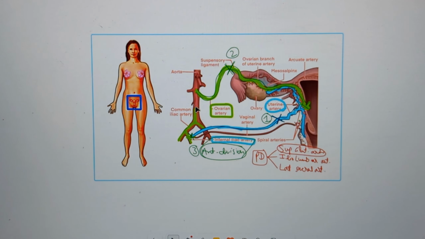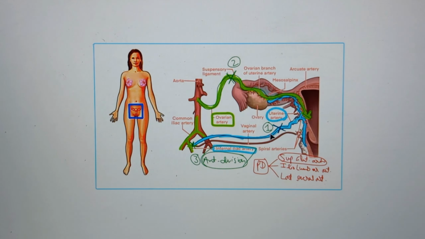The abdominal aorta bifurcates into the common iliac arteries. Each common iliac artery further bifurcates into the external and internal iliac arteries. The internal iliac artery gives rise to the uterine artery. For instance, in the case of postpartum hemorrhage, if the uterus is bleeding, a ligature is placed to block the uterine artery to stop the bleeding.